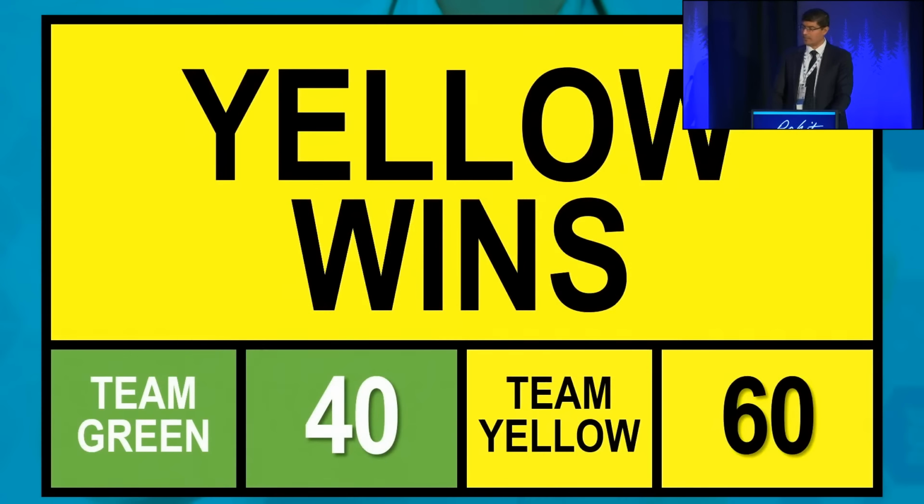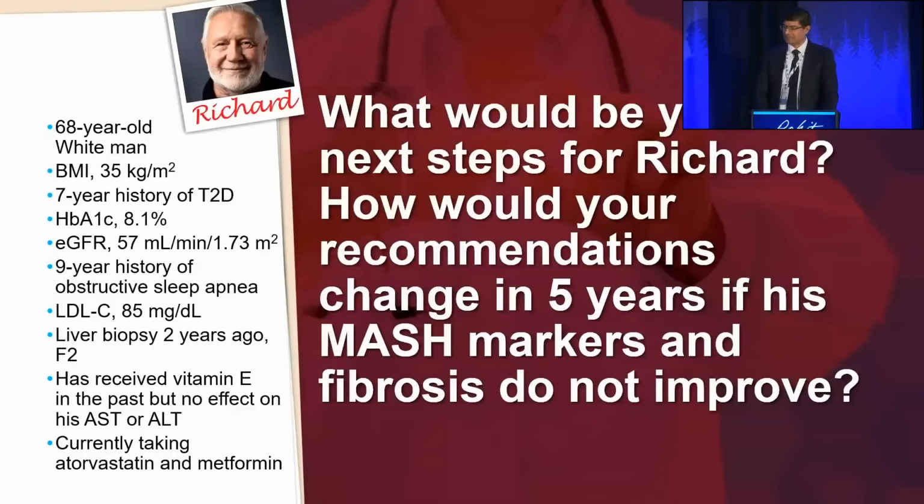Team Yellow wins with 60 versus Team Green with 40. Excellent, Team Green. This is your highest score so far. Keep it up. So can I ask you, Rohit?